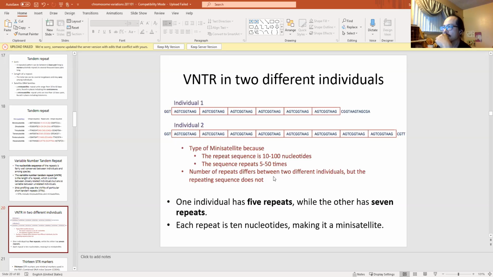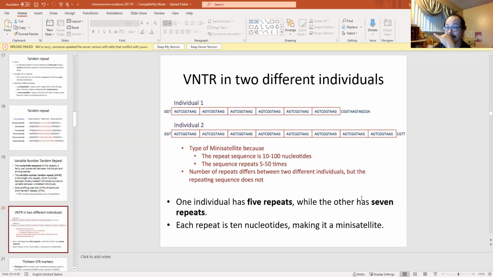Individual one has 5 repeats. Individual 2 has 7 repeats. So that could be different VNTR in 2 different individuals. So you got the samples, cell samples, and you can compare it with the suspects and compare their VNTR of these STR, short tandem repeats. And this is one STR.